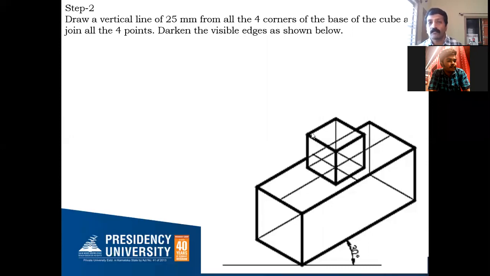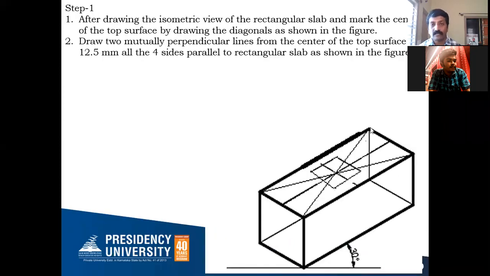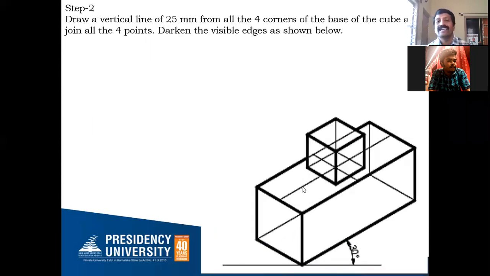1, 2, 3, 4. So now, this is the combination of the two solids which are kept one above the other. The base solid is the rectangular slab. The top solid is a cube. At the end, you can remove those lines, whichever lines I have shown with light lines, so that only the visible edges remain. This is how you have to complete this combination of solids.